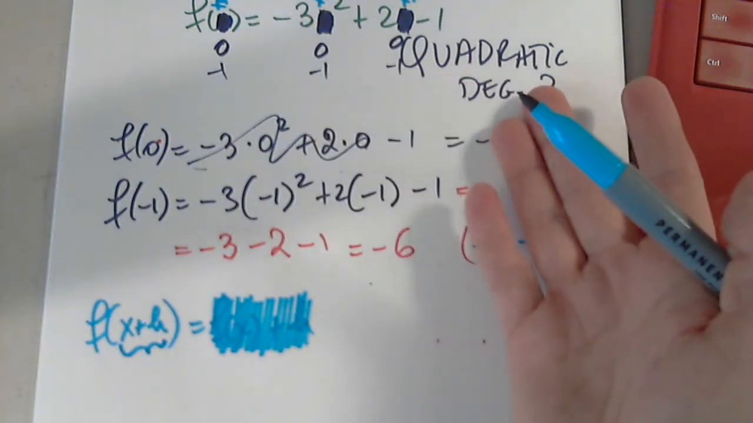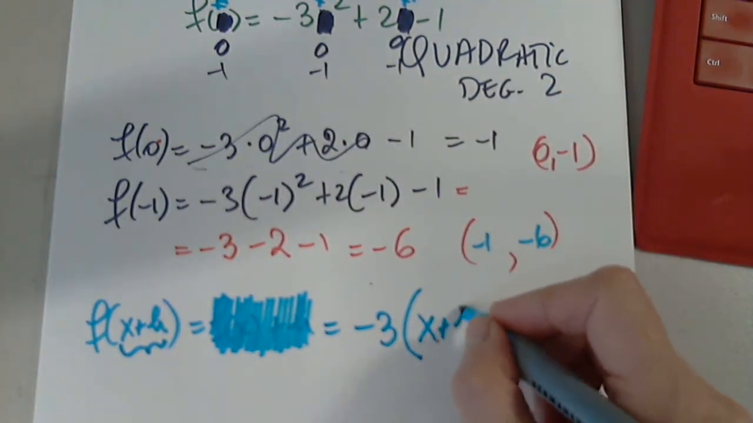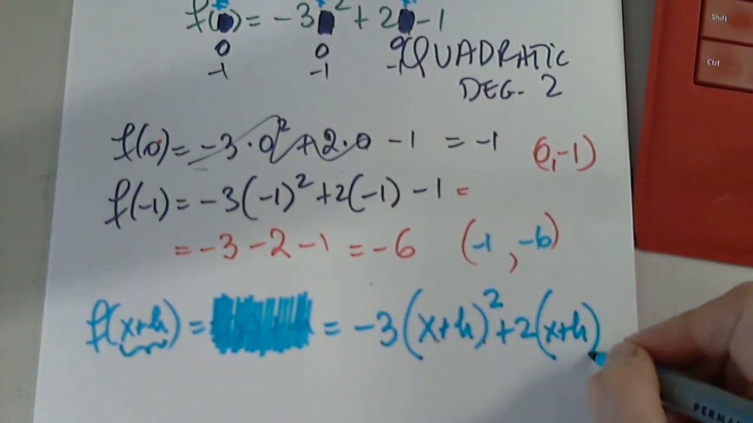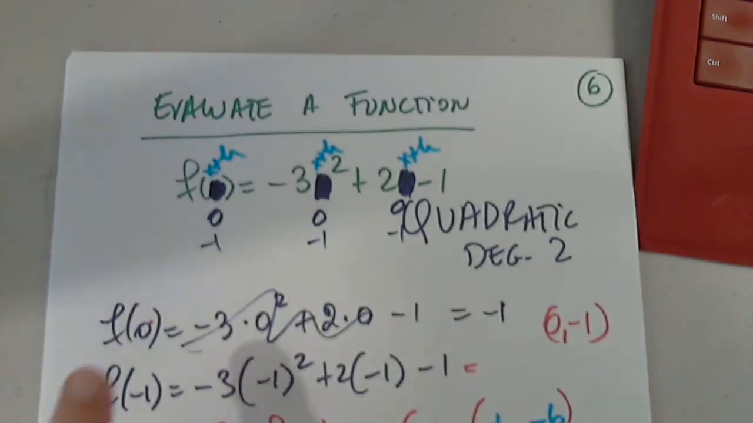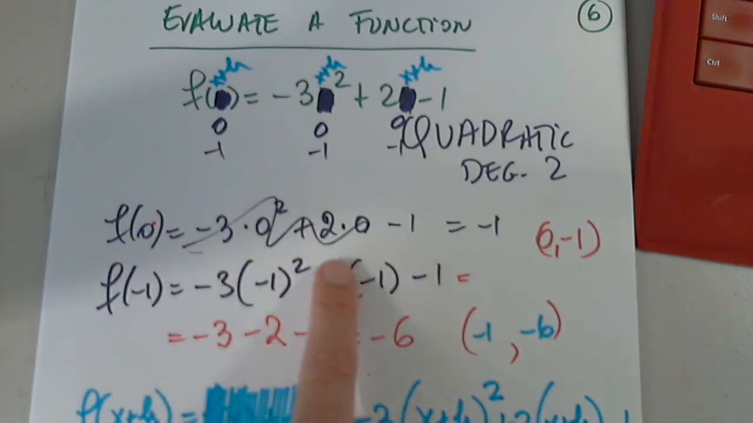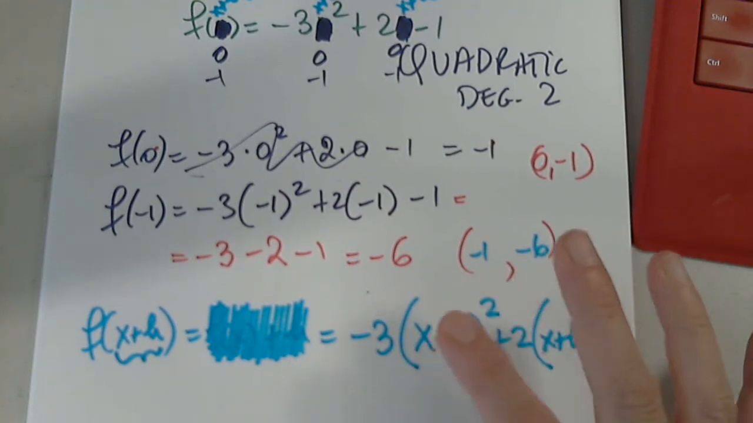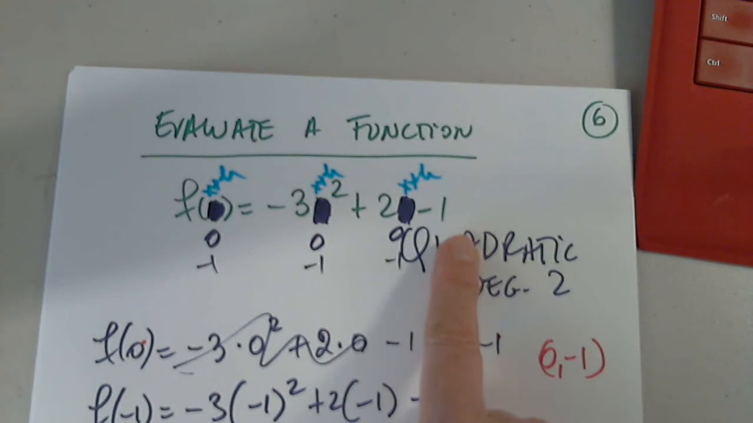So I have to follow the pattern. And the pattern is negative 3 in parentheses x plus h squared plus 2 in parentheses x plus h and minus 1. So once I understand the pattern and I'm able to evaluate for a number, I should be able to evaluate for anything because I know what the function is telling me. Again, the function says negative 3 times whatever squared plus 2 times whatever minus 1. That's what we established from the very beginning.